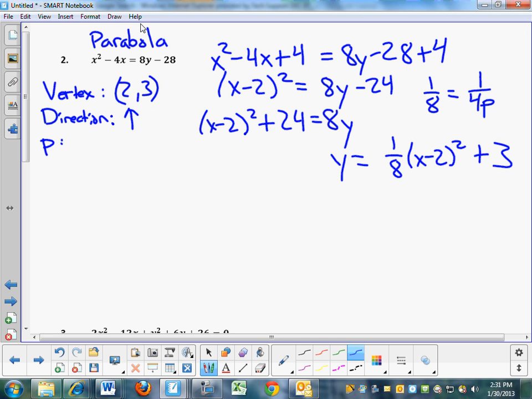All right, p is 2. Anybody have questions how I figured out p was 2? Okay, so now we can start sketching this graph. We know that the vertex is 2, 3.